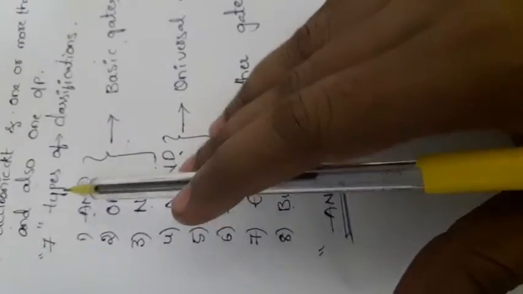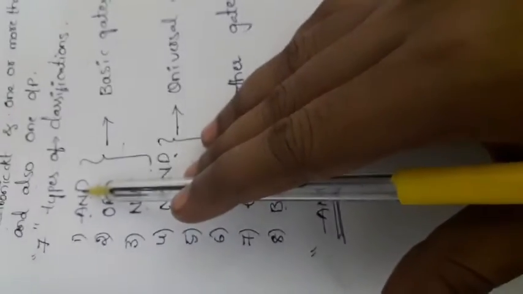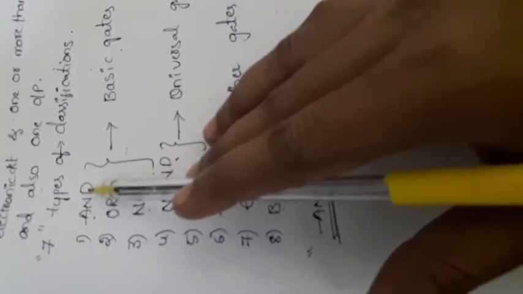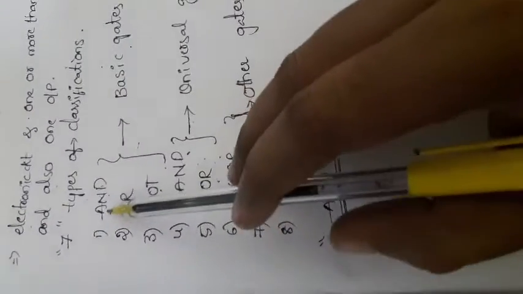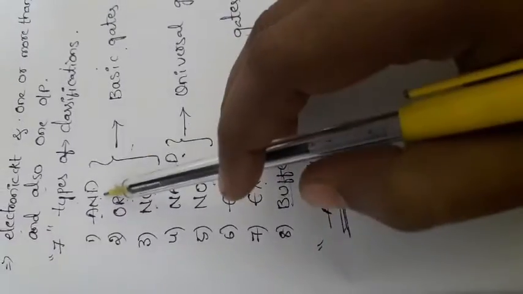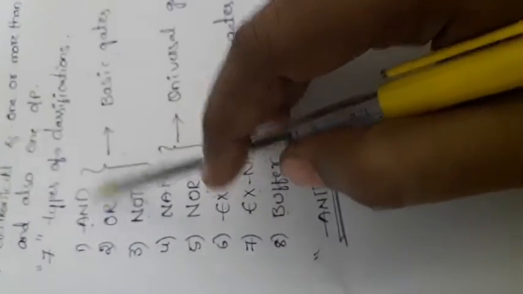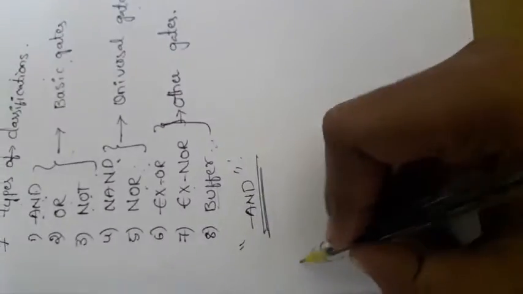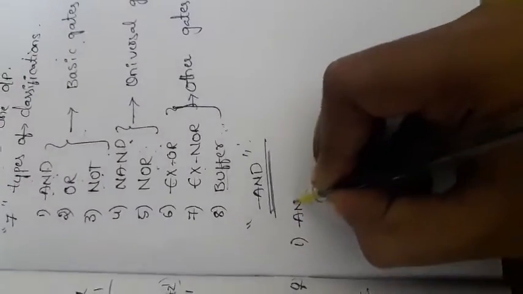What is the gate symbol, that means what is the logic symbol for each gate, and what is the algebraic function, how to write the boolean function for each gate, and how to write the truth table for each gate. Now we'll see all those things. You already know AND, OR, NOT, how to write the truth table, and what is the logic symbol for these three gates. But once again we need to remind, the first one is the AND gate.